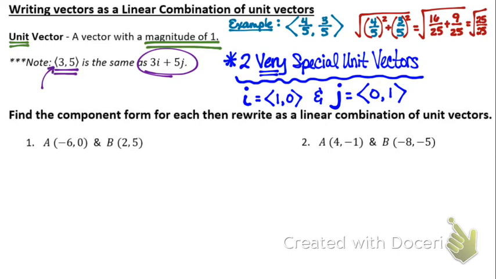Because this one is getting multiplied to 1, 0, that would preserve the 3, and it would ignore the 5. And over here, 0, 1, so that's going to ignore the 3 and preserve the 5. Does that make sense? We're going to practice that a little bit down below. We're going to find the component form for each of these, and then we're going to rewrite them as a linear combination of these unit vectors i and j.